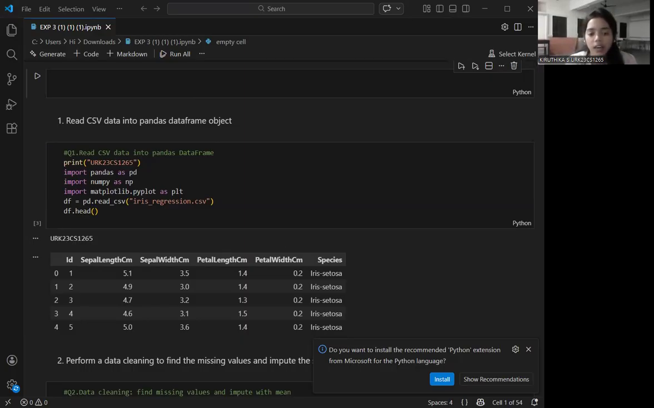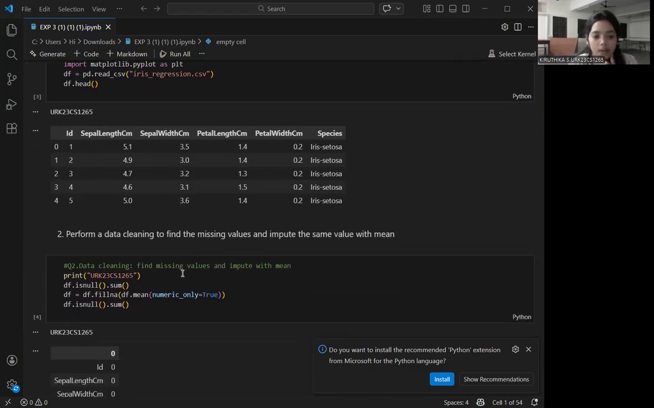In this, I have read a CSV data file into a pandas data frame. In this step, I loaded the dataset using pandas. The dataset is stored in a CSV file, and I converted it into a pandas data frame so that we can easily perform analysis and machine learning operations.